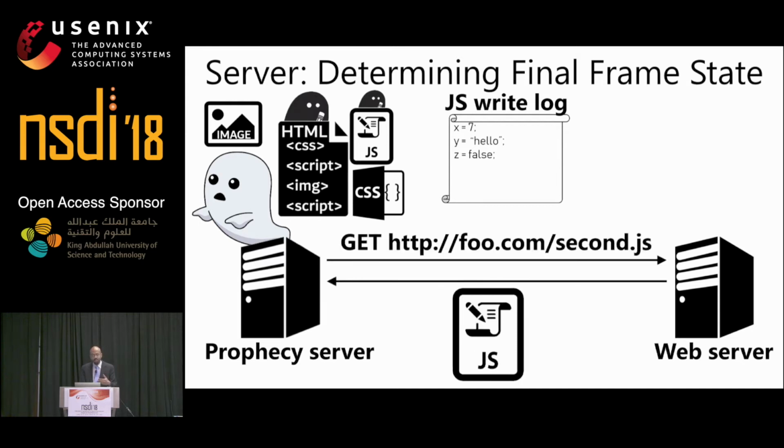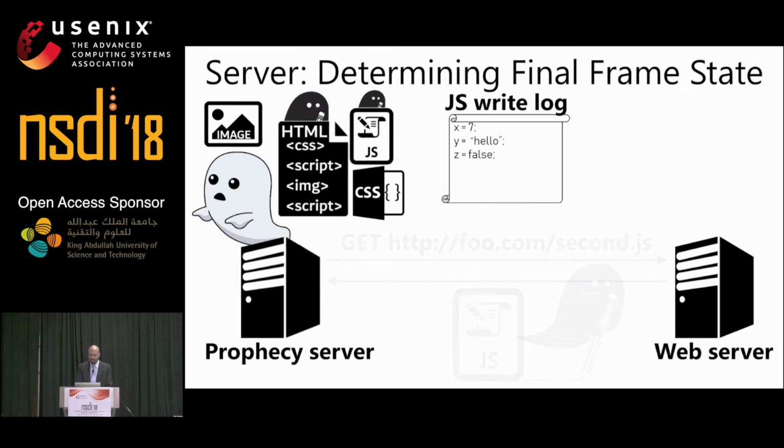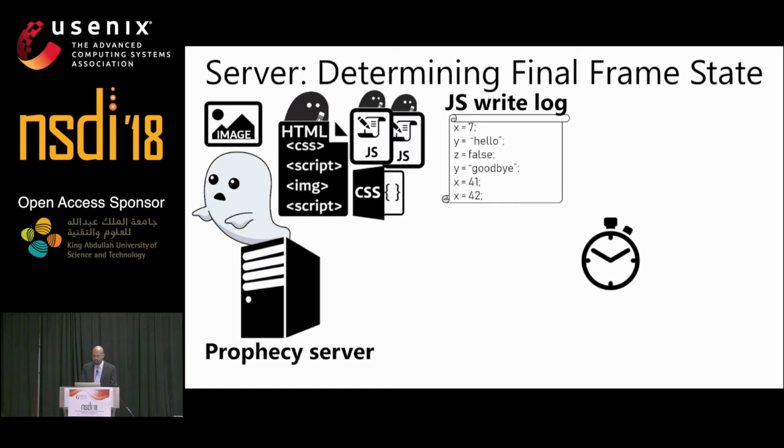We continue the parse. We fetch the second JavaScript file. We're going to rewrite it as before to track all of the assignment operations. And so we might update the write log to assign the string goodbye to the variable y, and then assign the value 41 to variable x, and then overwrite that variable x again with the value 42. Now at this point, the frame load is complete.